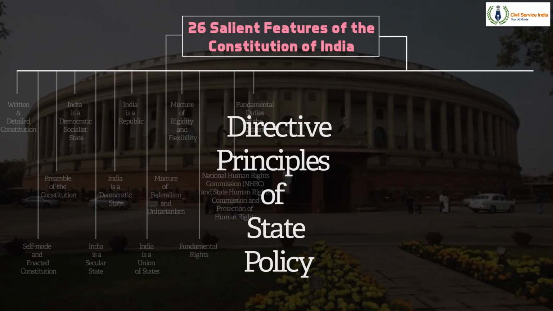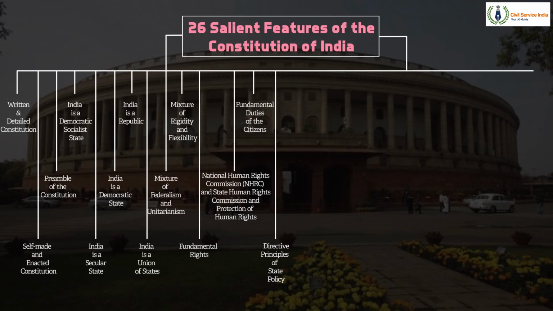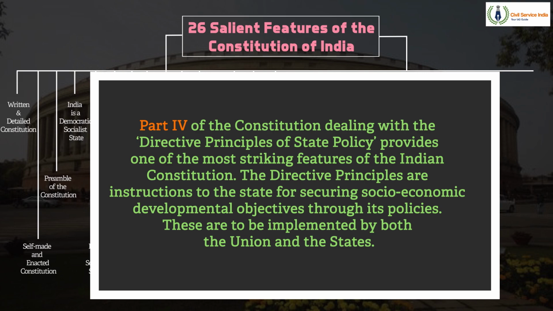Directive principles of state policy. Part 4 of the Constitution dealing with the directive principles of state policy provides one of the most striking features of the Indian Constitution. The directive principles are instructions to the state for securing socio-economic developmental objectives through its policies. These are to be implemented by both the union and the states.